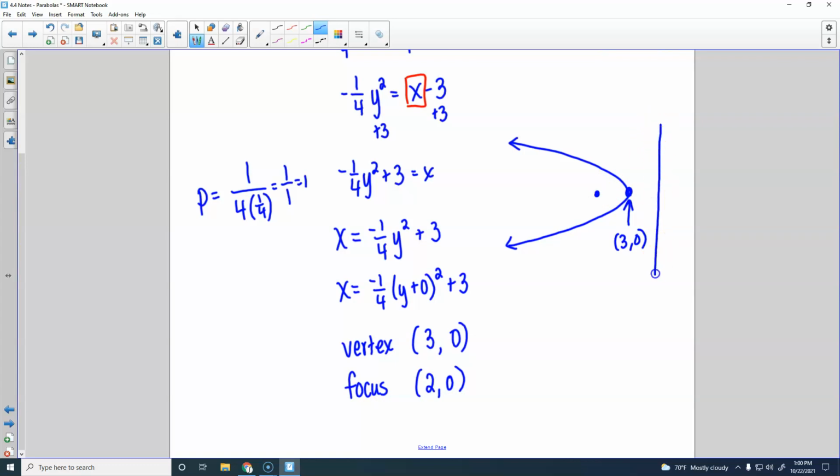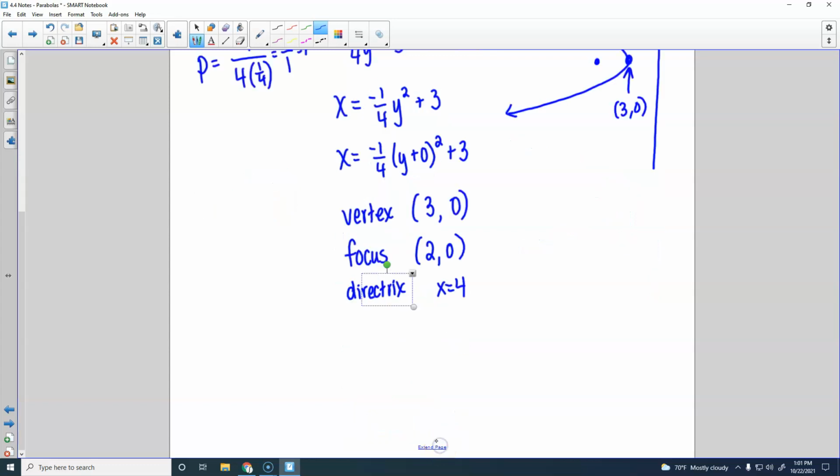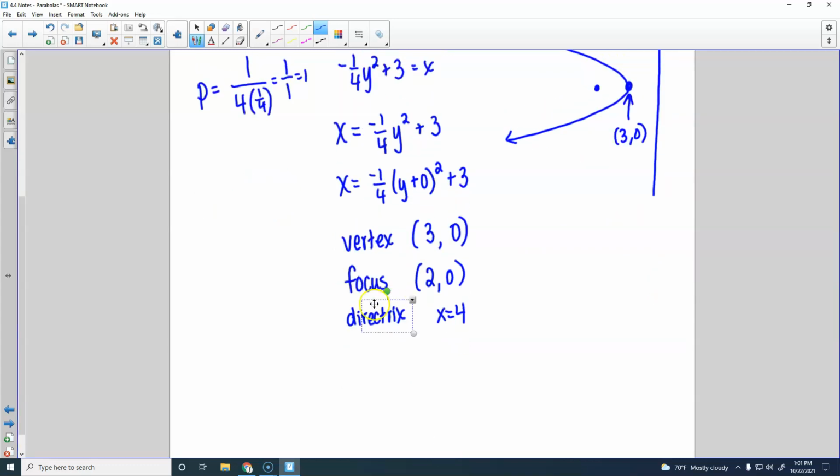My directrix is going to be over here. And what equals 4? x equals 4 because it is a vertical line, which is going to be at x equals 4. And then our axis of symmetry. That is this horizontal line here. What is that? y equals 0.